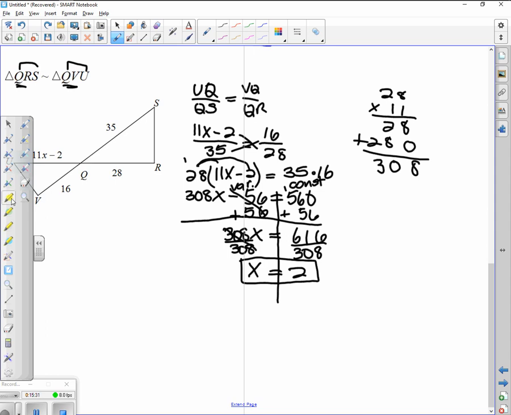So if you notice, the only new thing is the proportion. Once you have the proportion, you just plug in the values. And then after that is what we have done before. Okay. Thank you.